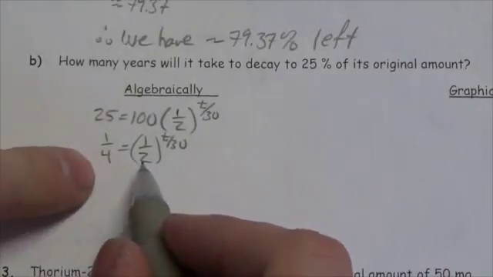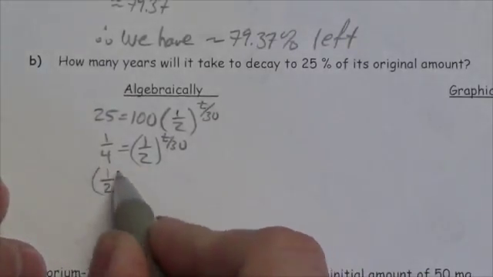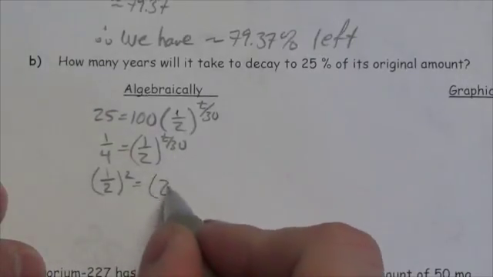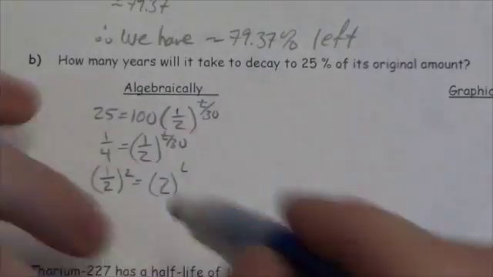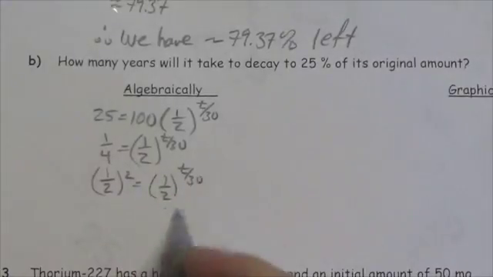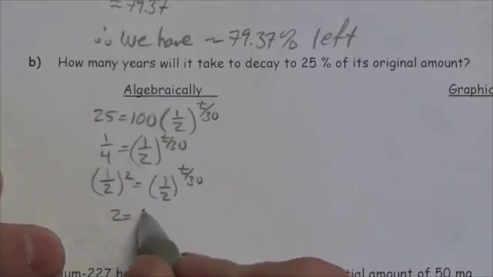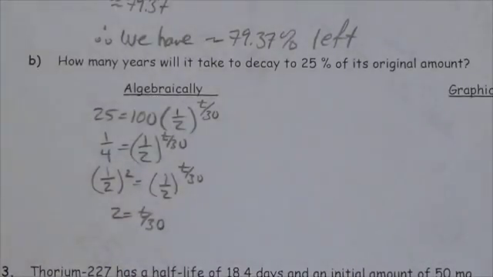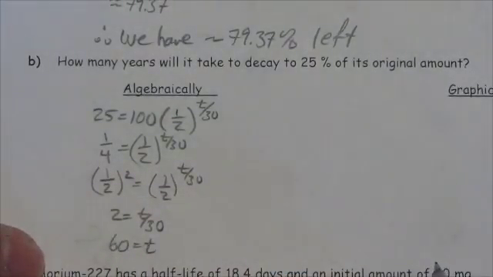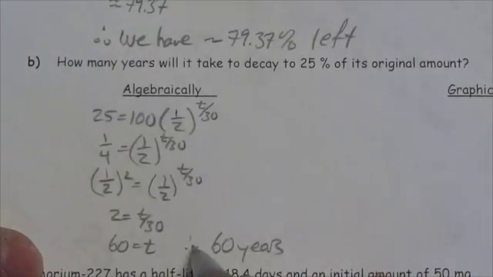Now, I can write these both as powers of 2, but I don't really even need to, because I know that 1/4 is going to be the same as 1/2 squared. 1 squared is 1, 2 squared is 4. Now this would be 1/2 to the t over 30. Once I've got power equal to power and the bases are the same, I know that my exponents have to be the same. So I get 2 must equal t over 30, which means t is equal to 60. So therefore, this means 60 years. Okay, it'll take 60 years.